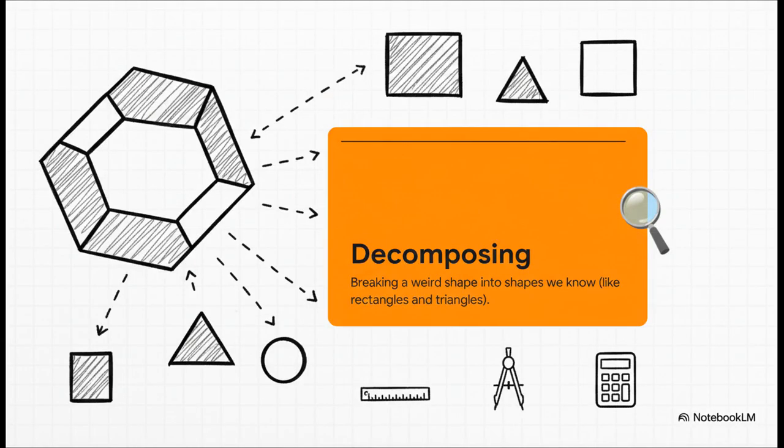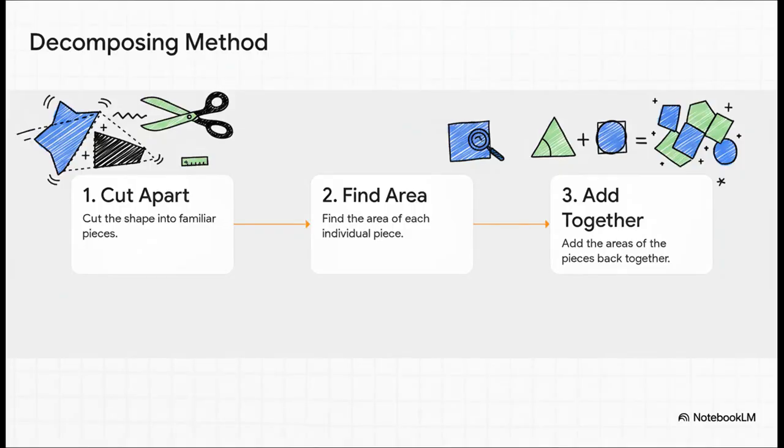This is your secret weapon. All it means is taking a weird, complex shape and just breaking it down. You slice it into smaller, familiar shapes that you already know how to work with, like simple rectangles and triangles. And the method itself? It's as easy as 1, 2, 3. First, you just cut the shape into those simple pieces. Second, you find the area of each one of those little pieces individually. And then third, you just add them all back together to get the total. That's it. It's really that straightforward.